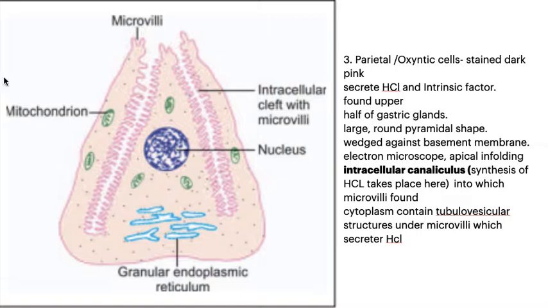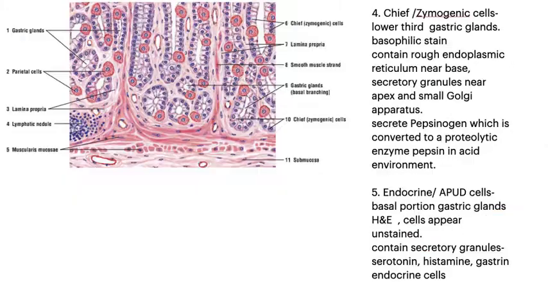Now, the apical part shows certain infoldings. These are called your intracellular canaliculus, okay? And synthesis of HCl takes place over here. So it is happening in the canaliculus, not inside the cell. And this secretion is happening at the tubulovesicular structures right under the microvilli, which are secreting basically your HCl.